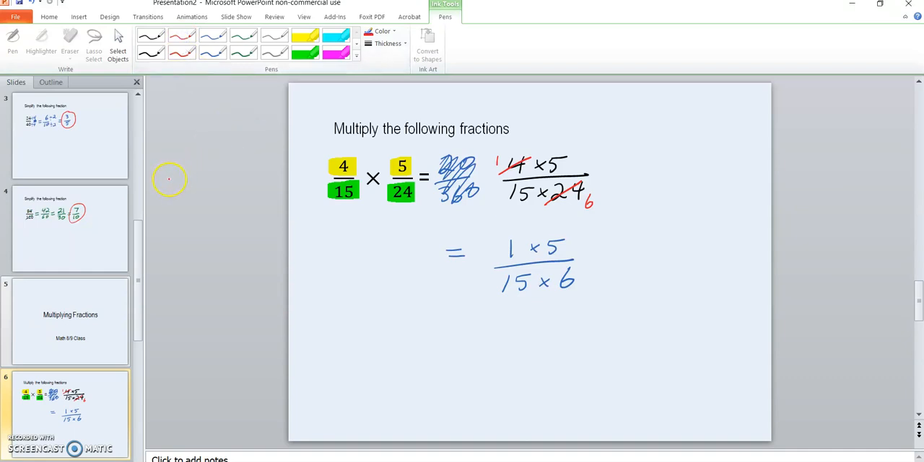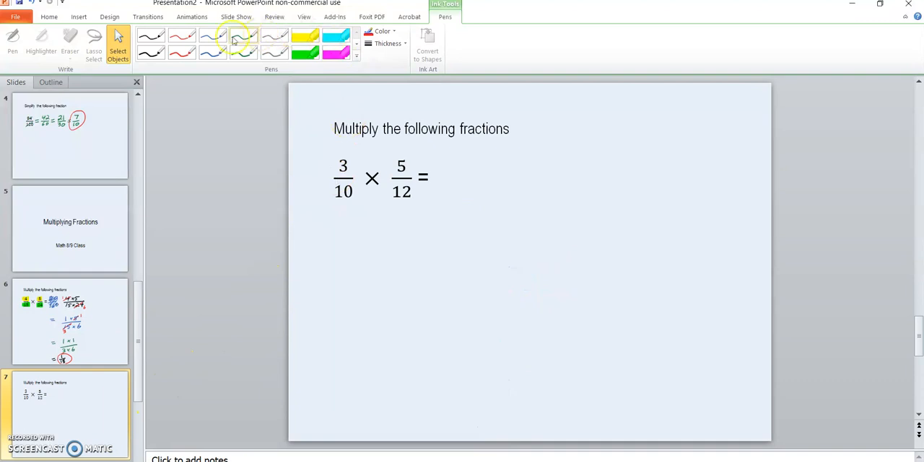Now, just like the previous questions with simplifying, I'm going to look at the fraction and think about any other numbers that can be simplified. I can look at the 15 and the 5, and those can both be divided by 5. Which gives me 1 times 1 and 3 times 6, which leaves me with 1 over 18. And that's my final answer.